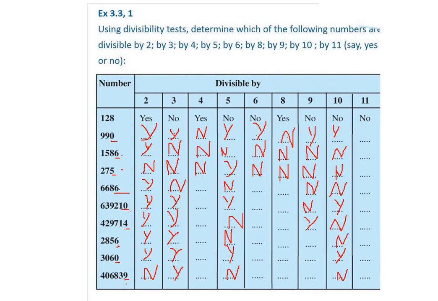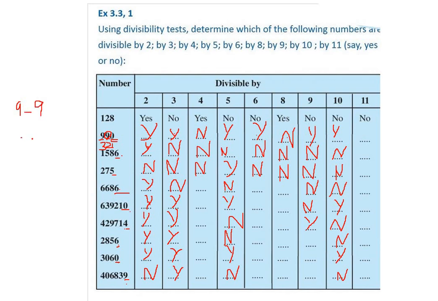Let's go for 11. For 11, we need to add the numbers at the odd places and even places. So what are odd places? See, if I'm going to write here 990, this is the first place, this is the second place, this is the third place. So what are odd places? The first place and third place are odd places. Add them. So 9 plus 0, you'll get 9. And the number at the even place is 9. That means we are going to do addition of that. Only a single digit is here, so 9.